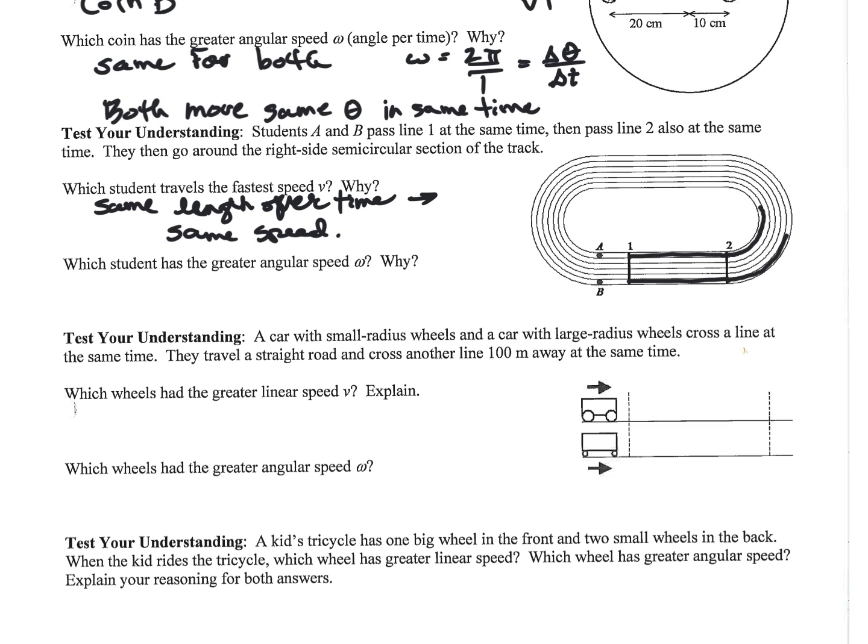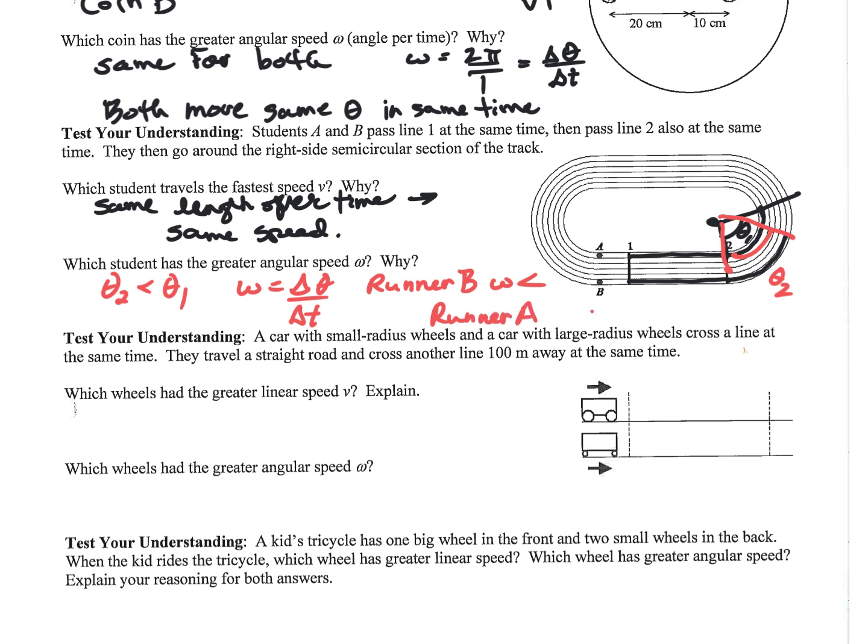Which student has the greater angular speed? I want you to think about it. If we consider this the center of the circle, the distance from here to here would be theta sub 1, but from here to here is clearly theta sub 2. Theta sub 2 is less than theta sub 1, which means that since omega is the change in angle over the change in time, and the time period's the same, runner B has an angular speed that is less than runner A. So who has the greater angular speed? A does, because he travels a greater angle in the same amount of time.